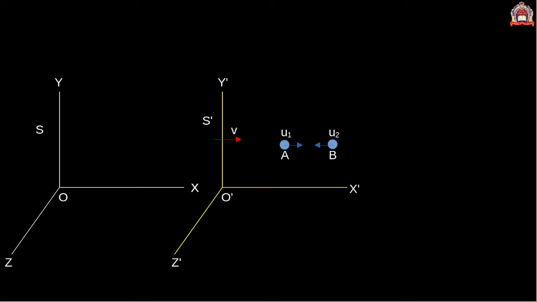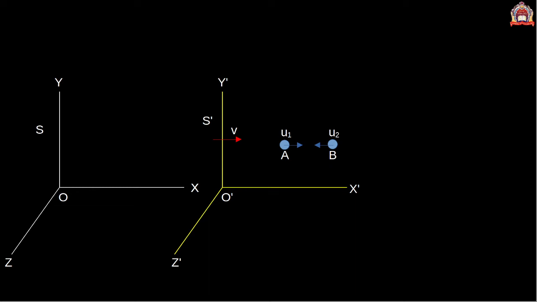Let us suppose that in the system S dash, two exactly similar elastic balls A and B approach each other at equal speeds, that is u and minus u. Let the mass of each ball be m in frame S dash. They collide with each other and after collision coalesce into one body.